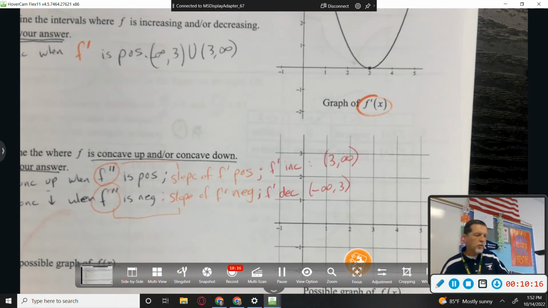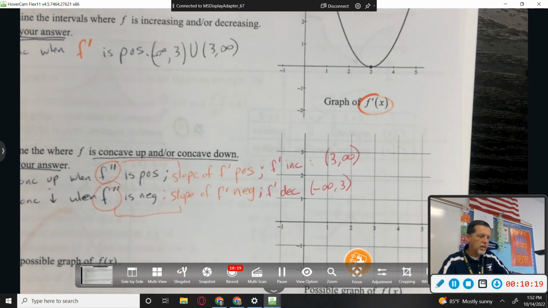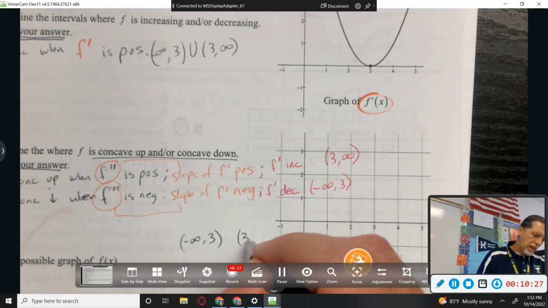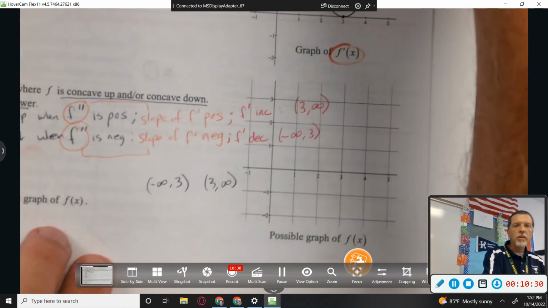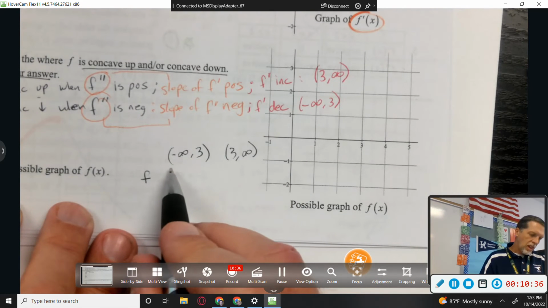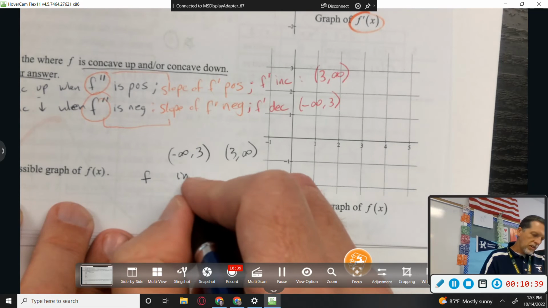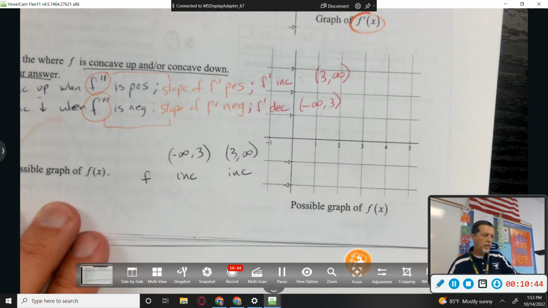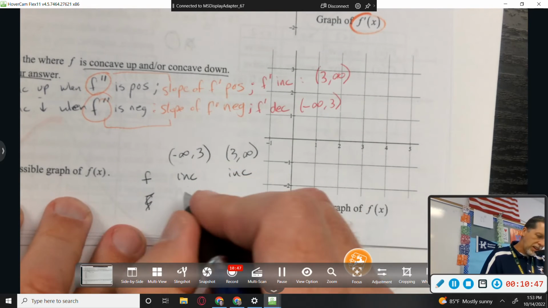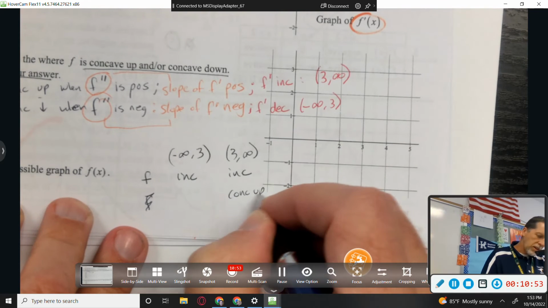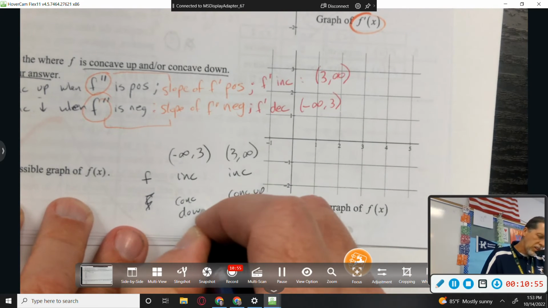Sketch a possible graph of f. So I think I'm going to back up and try to combine my answers here, make my own table. From negative infinity to 3, f is increasing, and 3 to infinity it's increasing. Okay, so it's increasing the whole way here. But it is, what do we say, concave up. The second part, concave down the first part.